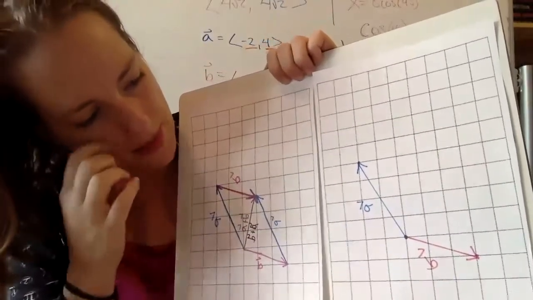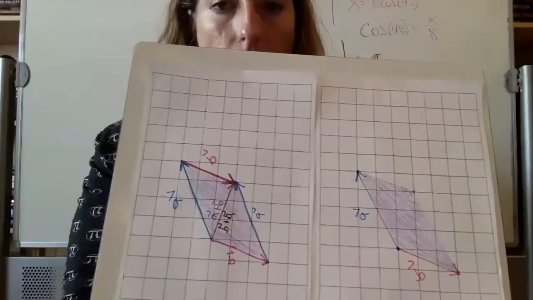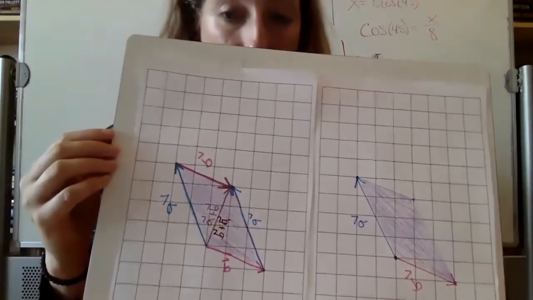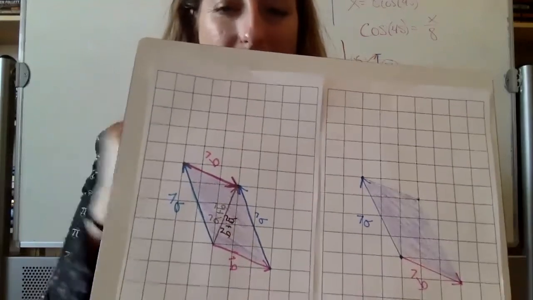So what do I mean by that? Well, let me do a little bit of shading to see if I can clarify. Okay, notice that these two parallelograms are exactly the same, okay? They just kind of created them differently. But what does that mean?